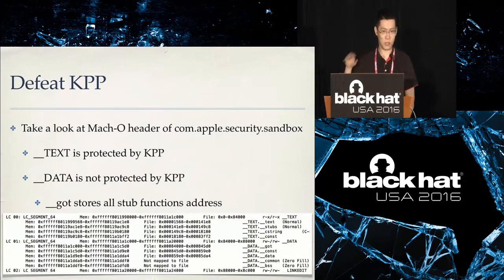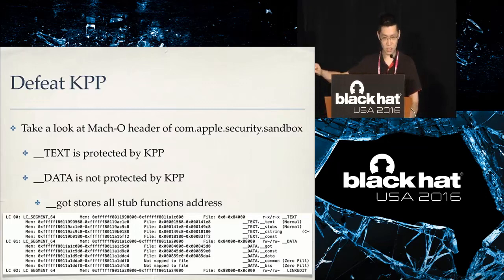Okay, so we go deeper. We took the sandbox extension as an example here. We examined the Mach-O header of it to see what we could still modify. Here's the output of the Mach-O header. We pay attention to the protection flags here. The text segment is obviously protected by KPP because it's marked RX, but all the data marked as RW is not protected by KPP. And among these data segments, there's a very interesting section called GOT.